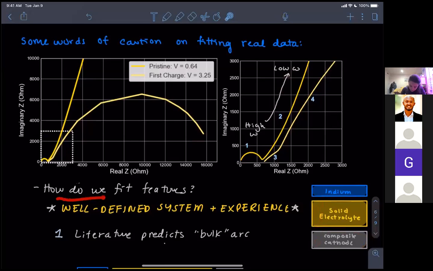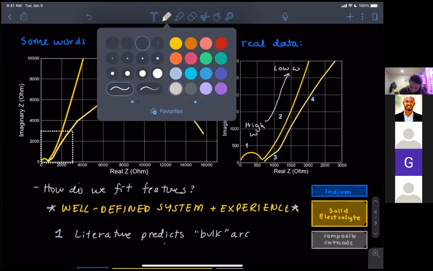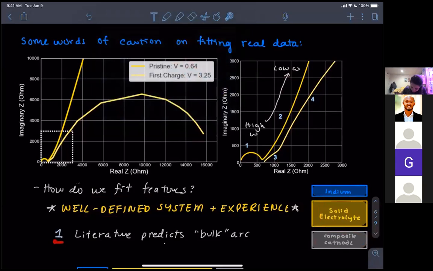So how do we fit these features? Well, a well-defined system and experience. Experience is super important because you can easily trick yourself into thinking you're seeing something. It's very important for you to understand the shape of your system and the different interfaces, because if you're going to try to model it, you don't want to model it as a planar system when you've got some sort of composite like I do, or things along that line. So let's start with analyzing our features. Feature 1, again, is this arc at the beginning.